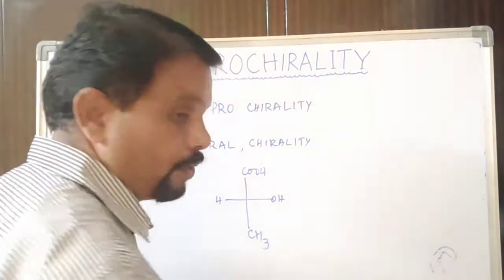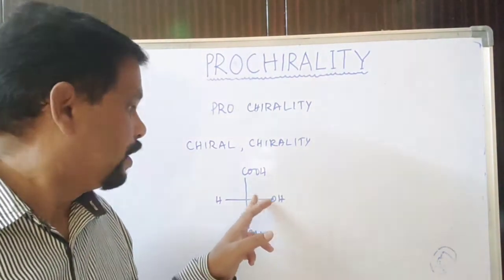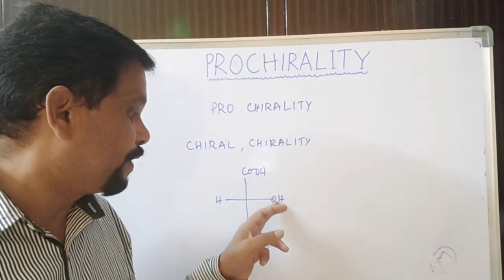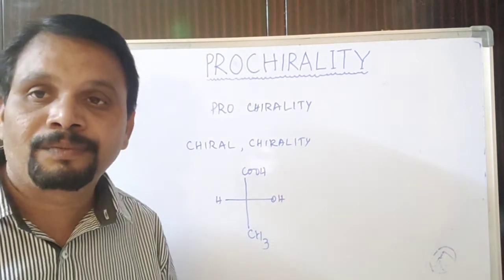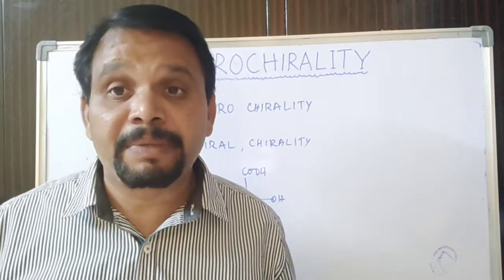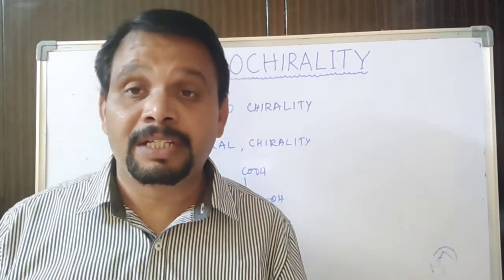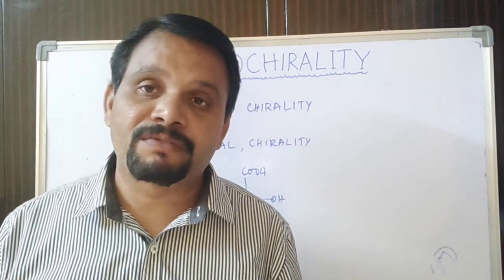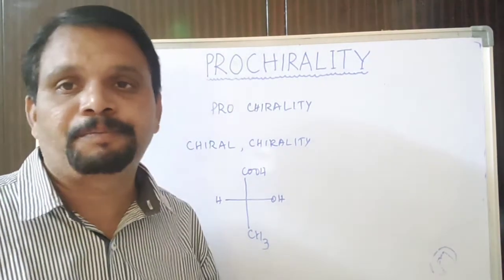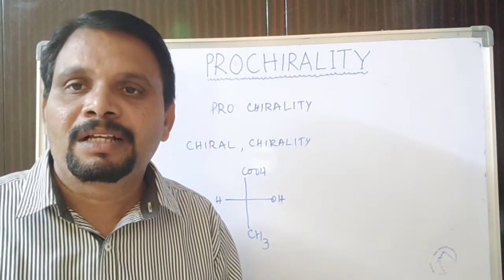So this is the molecule. In this molecule, the central carbon atom is attached to 4 different groups or atoms. Therefore, this molecule does not have any symmetry elements, like plane of symmetry, center of symmetry, alternate axis of symmetry. That's why it is called an asymmetric molecule. Asymmetric means absence of symmetry elements in that molecule.